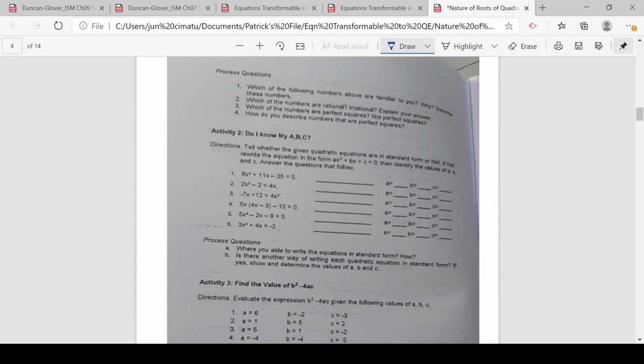How do you describe the numbers that are perfect square? Walang decimal pag perfect square. Do I know my ABC? Tell whether the given quadratic equations are in standard form or not. Write the equation in the form. Susundan to. Format na to. Ito yung standard equation ng quadratic equation. And identify the values A, B. Sulat mo rito kung hindi siya.